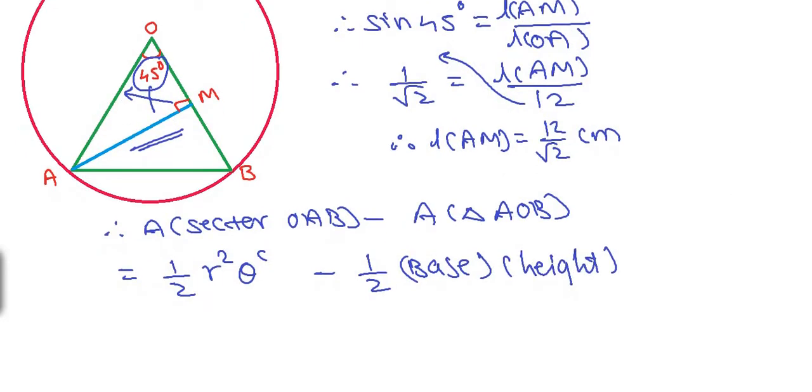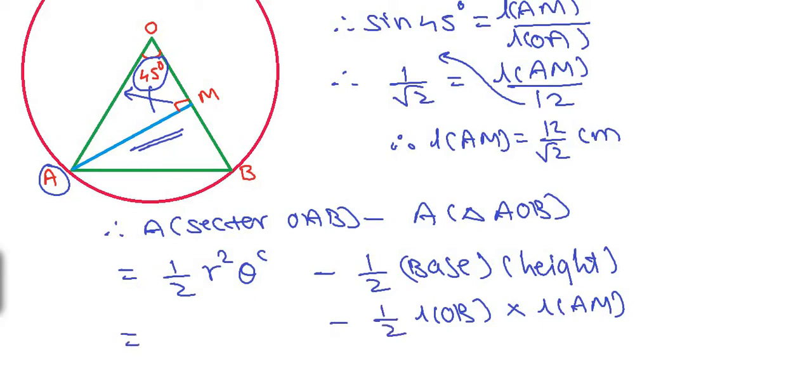Now I'll identify the base and height. Have a look at the diagram. From vertex A, we have dropped a perpendicular on side OB. A perpendicular from vertex on the opposite side is known as height. So height is AM. So this length AM is the height, and base, the side on which we have dropped the perpendicular, is known as base, and that side is OB. So length OB is base of the triangle and length AM is the height of triangle.